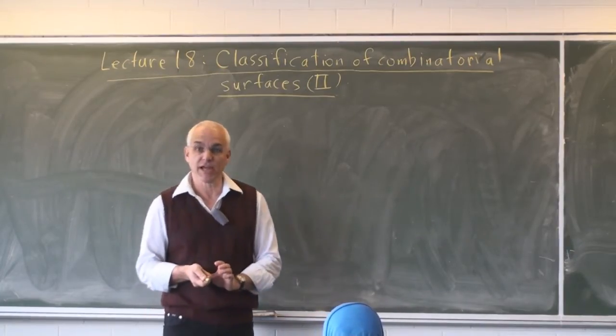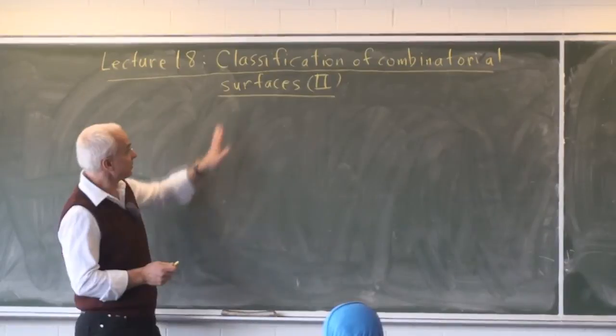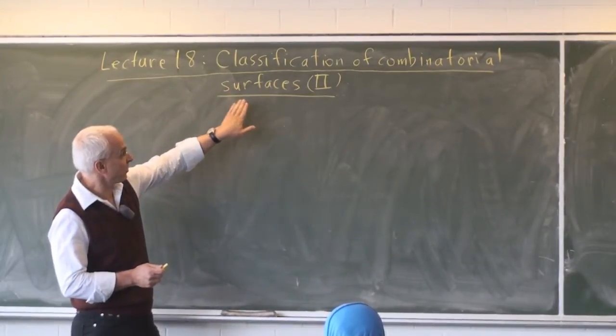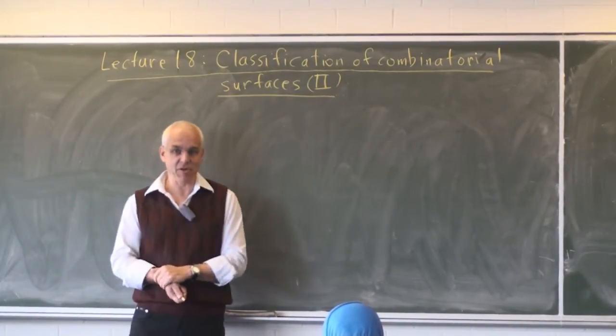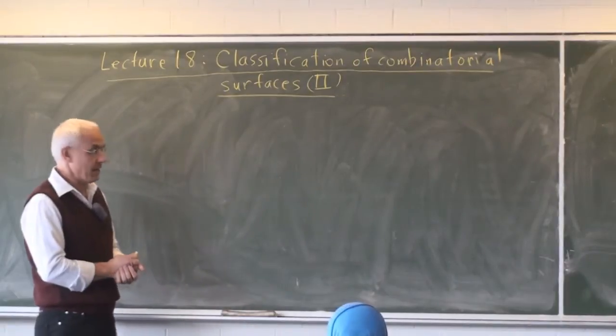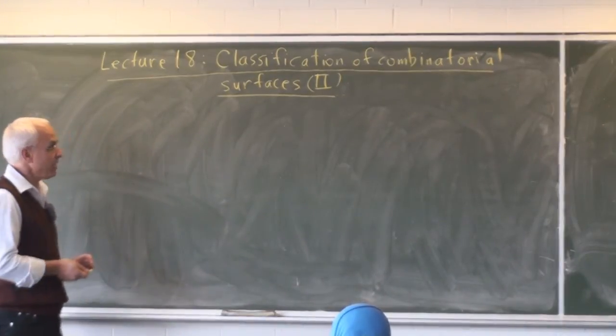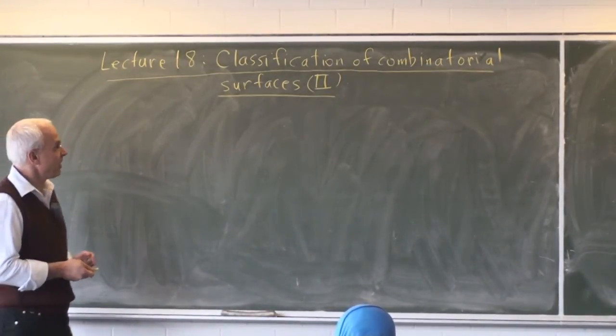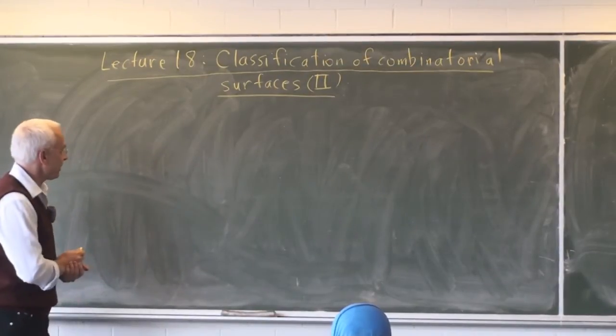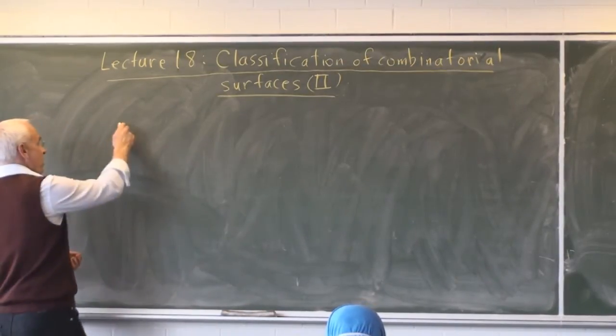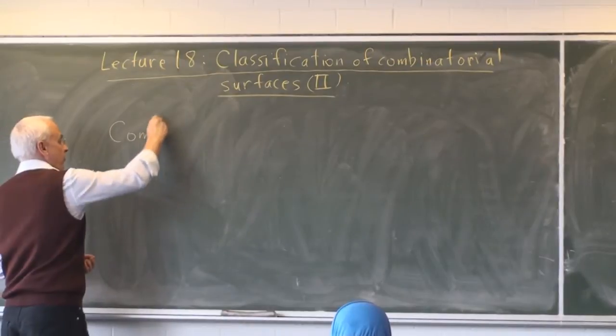All right, so welcome to lecture 18. Today we're going to talk about classification of combinatorial surfaces. This is sort of our second part of this attempt to prove the main theorem in algebraic topology. So let me remind you what the setup is. We're starting with a combinatorial surface.